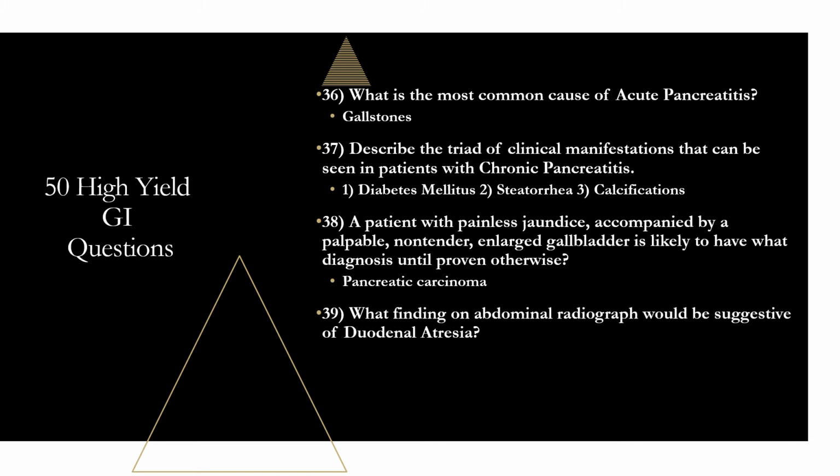Question 39, what finding on abdominal radiograph would be suggestive of duodenal atresia? So you have an abdominal radiograph. What should you be seeing? What should you suspect that you'll see on the radiograph for duodenal atresia? It's going to be your double bubble sign.